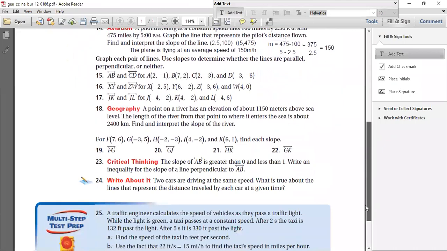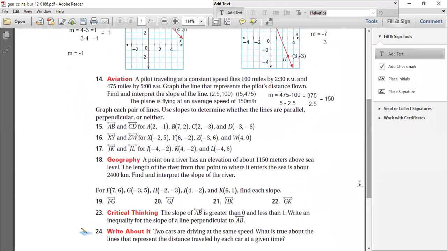Okay, now I'm doing page 186, question number 15. What are the coordinates for question number 15? Again, it's the same graph. For each pair, use slopes to determine whether the lines are parallel, perpendicular, or neither. Okay, so let's do question number 15.